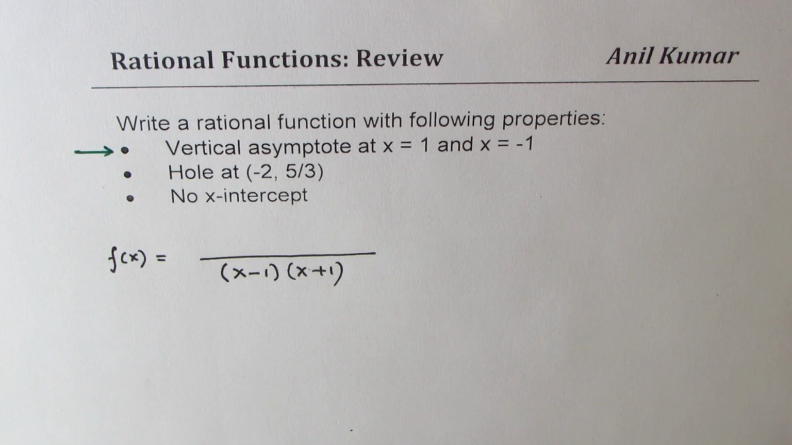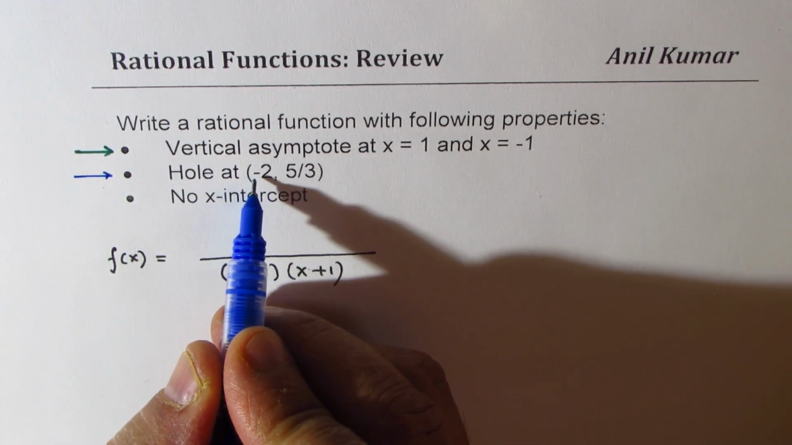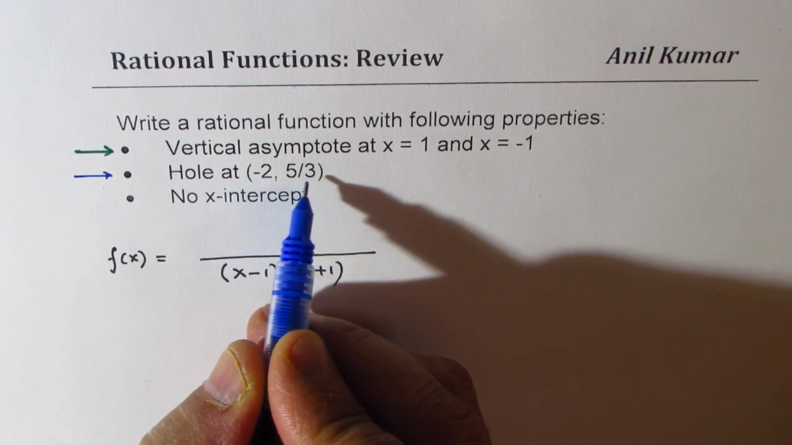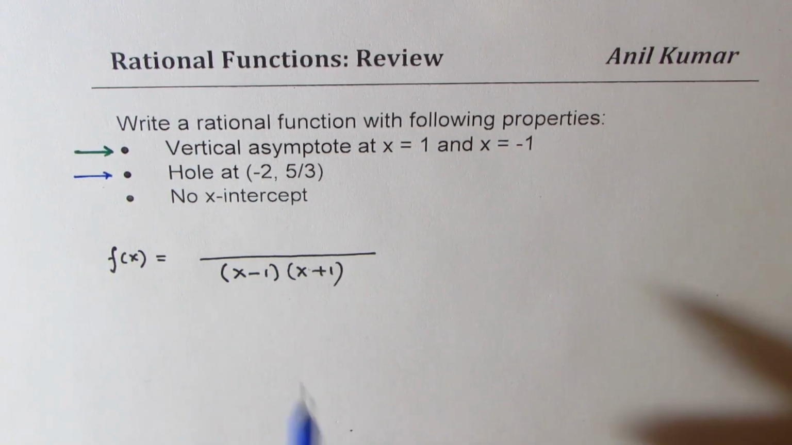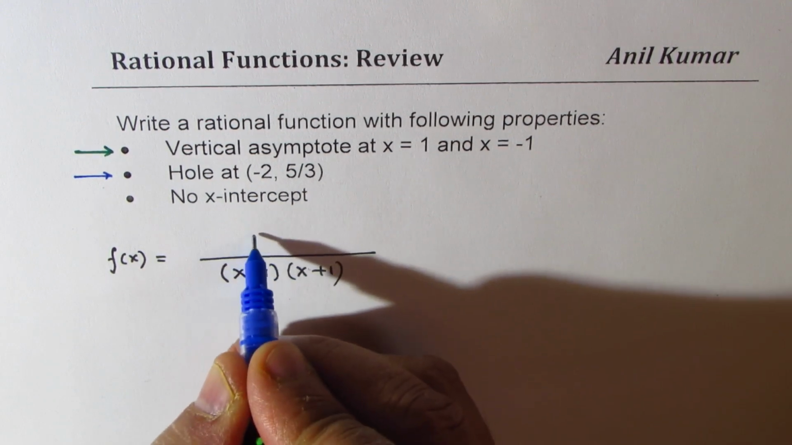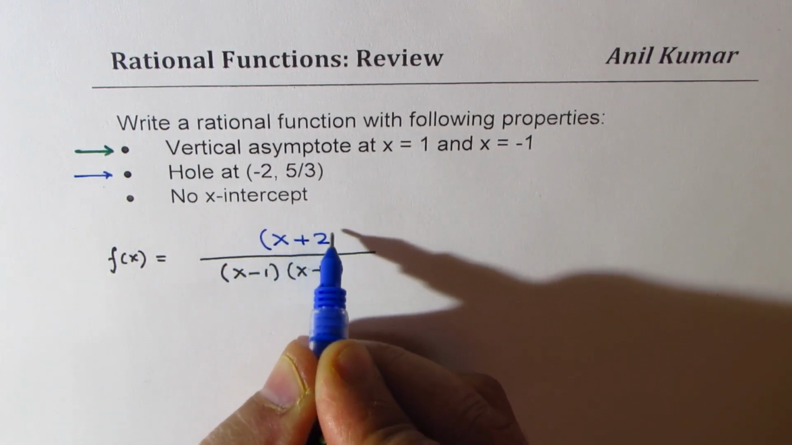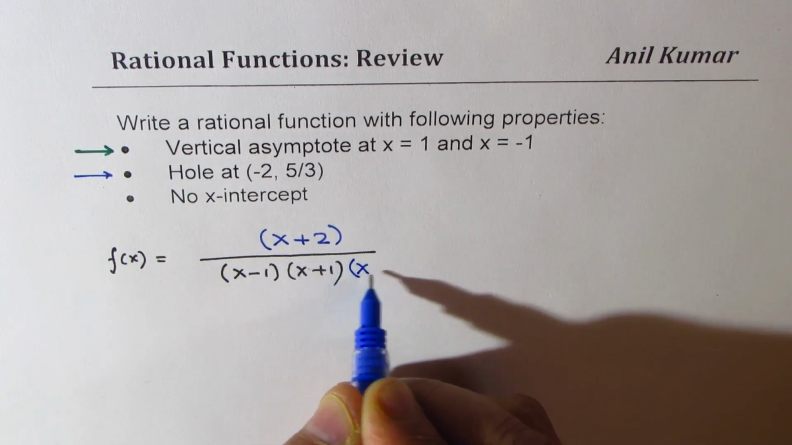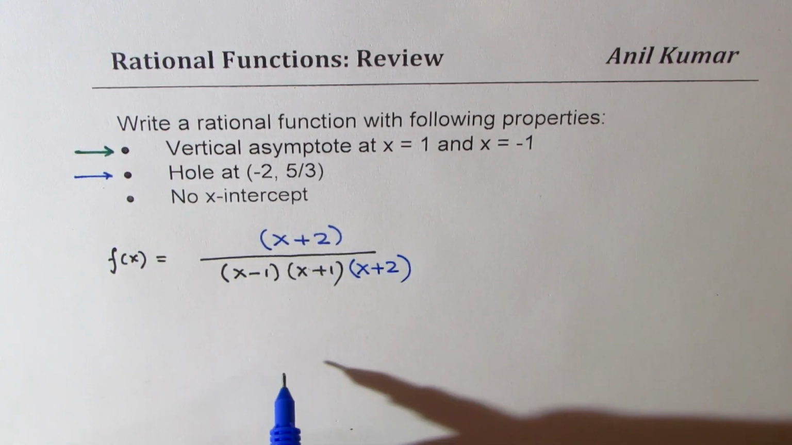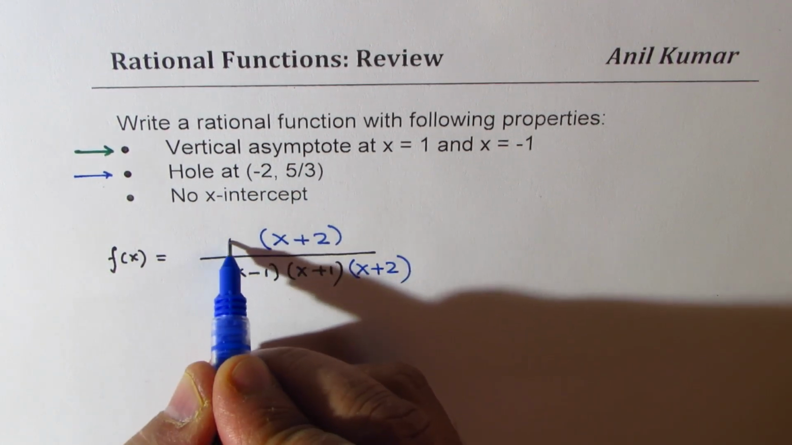Now the second condition given to us is the hole. The hole is given to us at an x value of minus 2 and the y value is 5 over 3. So to get this value of minus 2, we know we have a common factor in numerator and denominator, which should be x plus 2. And that should also be in the denominator. Perfect. Now, to get the value of y as 5 over 3, let's take a here.